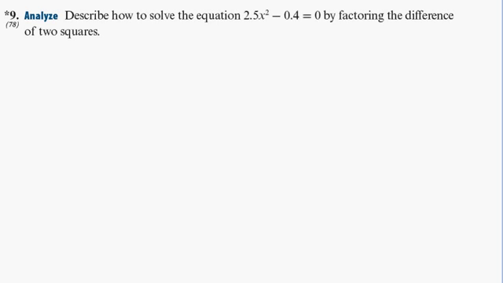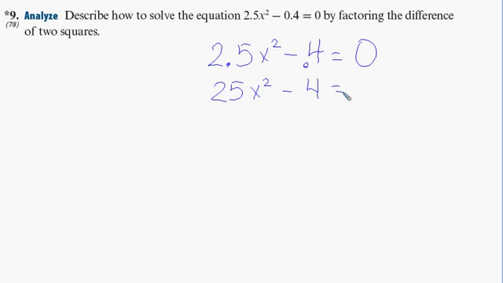Well, I think those decimals are horrible, so I'm going to get rid of the decimals by multiplying everything by 10. Okay, and I'm going to multiply both sides of the equation by 10. So when I multiply this by 10, that moves the decimal over. Multiply this by 10, that moves the decimal over. And 0 times 10, last time I checked, that was still 0.